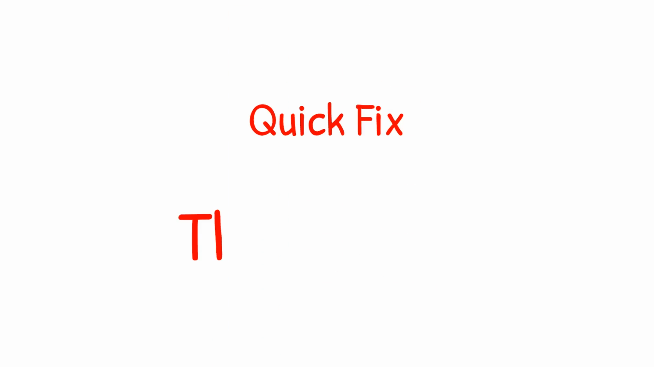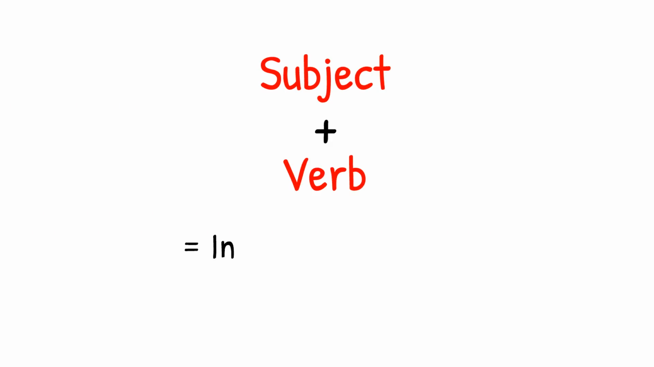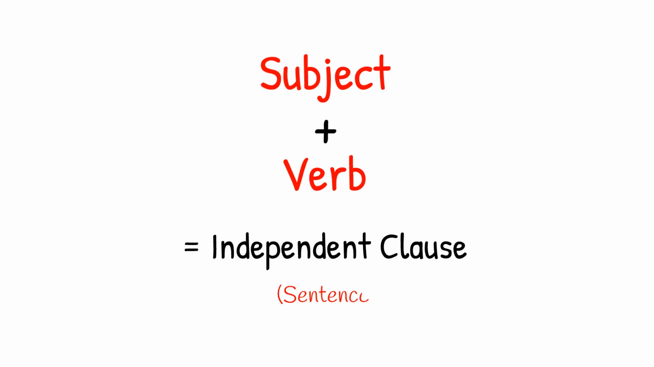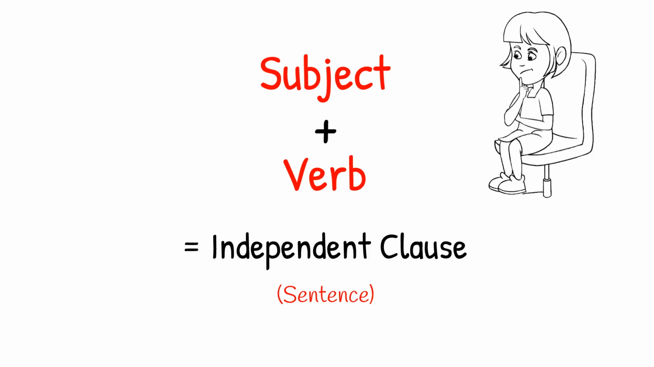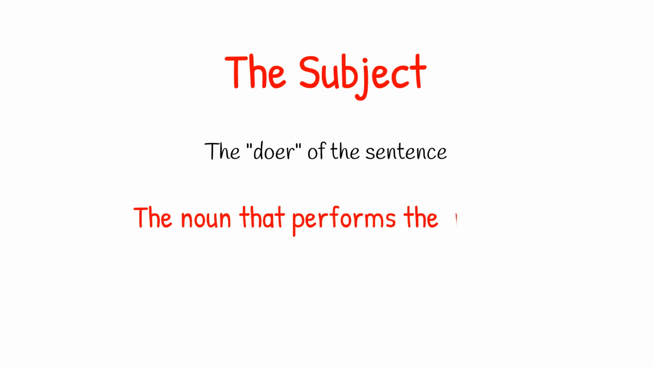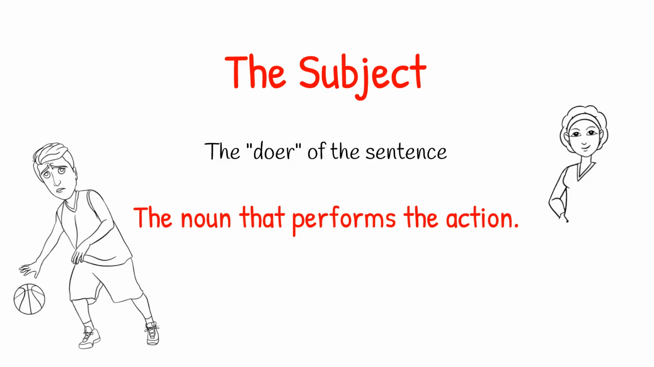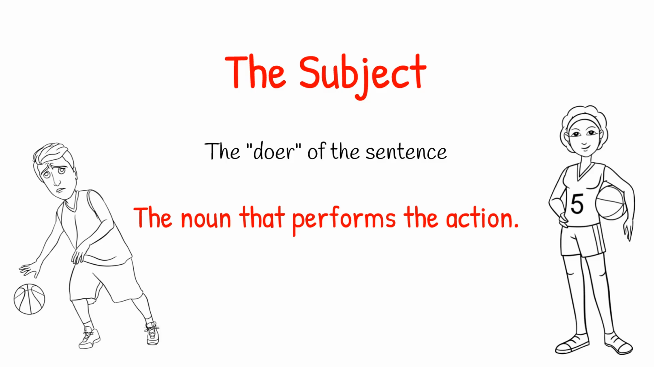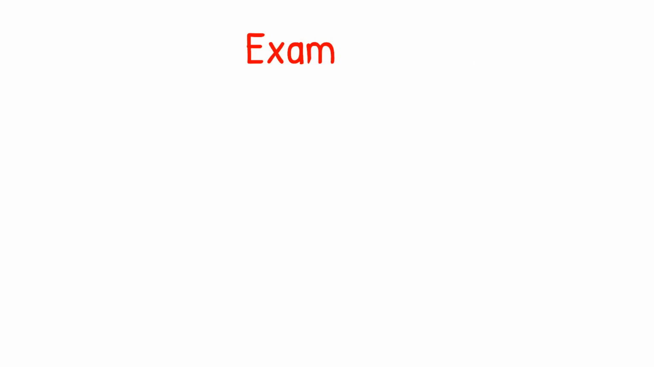In this quick fix, we'll be looking at the subject. The subject is one of those fundamental pieces of any complete sentence. When paired together with a verb, you get what's called an independent clause, something that can stand alone as a sentence. But what is a subject? To put it in basic terms, the subject is the doer of the sentence, the noun that does the action. Let's take a quick look at some examples of subjects in sentences.